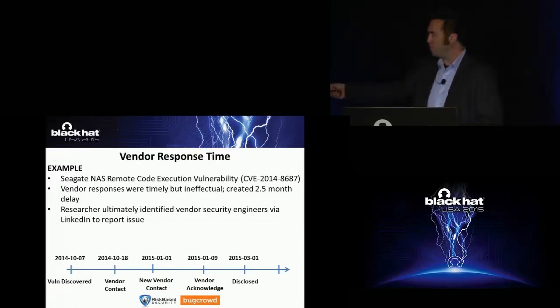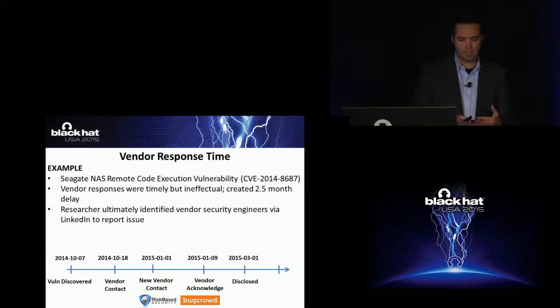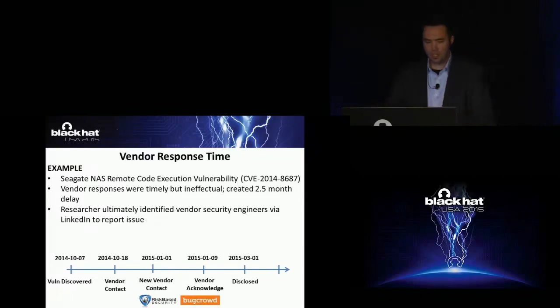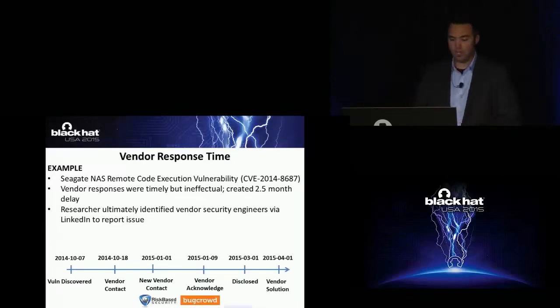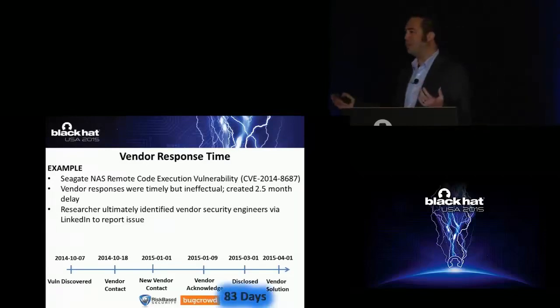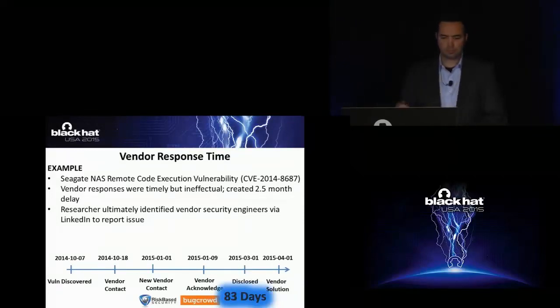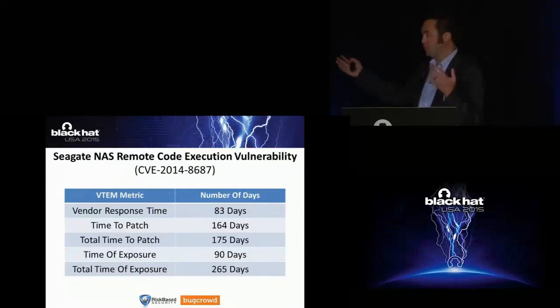You can see the metrics down below. Again, it was October of 2014 when it was discovered. A few days later is when he started trying to make contact, and then there's a new vendor contact, and then ultimately it was acknowledged in the next year in January. So at that point, we're talking about 83 days to actually get some sort of proper response from the vendor, okay? And again, just for the sake of it, we started showing you some of the calculations.